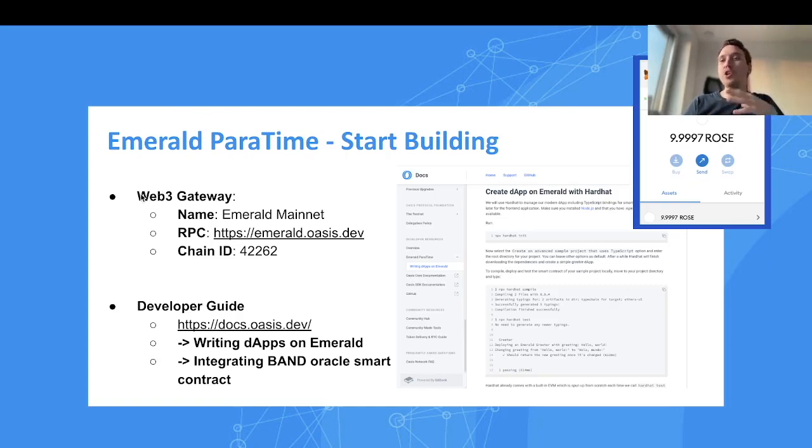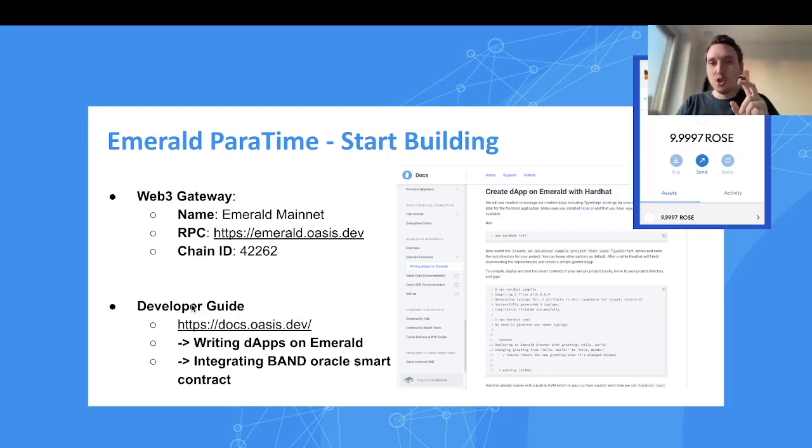So what you will usually need is Web3 gateway, right? So this is something that you will find under developer resources, and then you will have Emerald ParaTime and overview, right? If you click on Emerald ParaTime, you will get this overview, and at the end you will find mainnet and testnet parameters. That's the most crucial part to configure your network, let's say on your MetaMask, right? So when you are adding a network, use those parameters to add a new Emerald network.